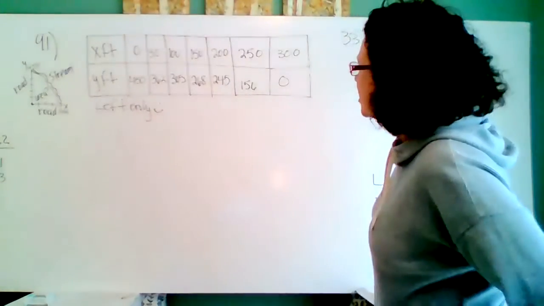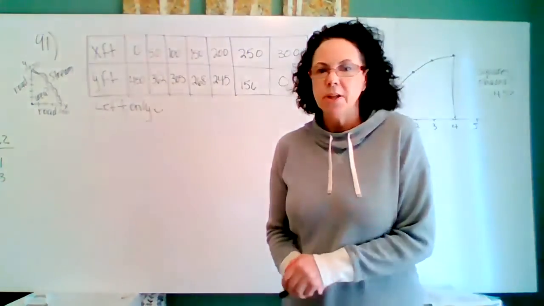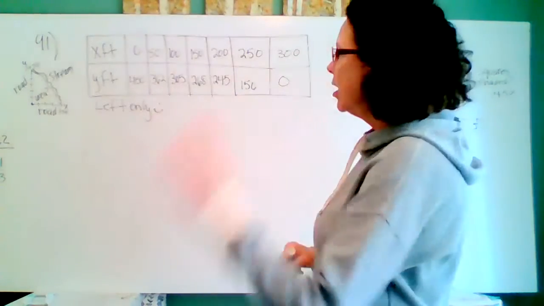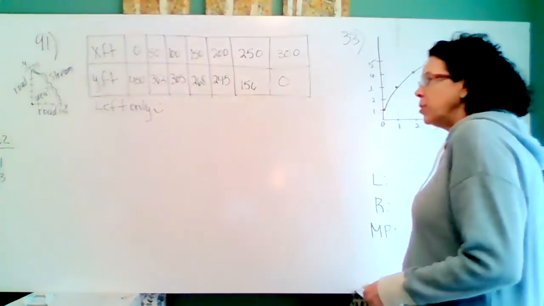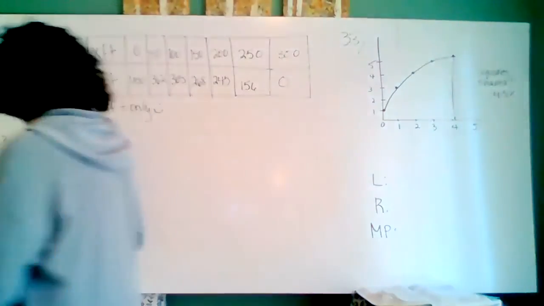Hi, AP Calculus students. This is the worked out problems video for section 4.2. The request was for number 91 and 33, so I kind of got them going here.